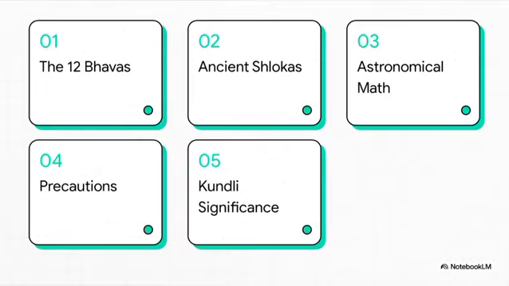All right, here is our roadmap for this session. We'll start off by mapping the 12 bhavas, ground them in the ancient Sanskrit shlokas, dig into the astronomical math, discuss the essential precautions you have to take in calculation, and finally, look at their ultimate significance in kundali creation.